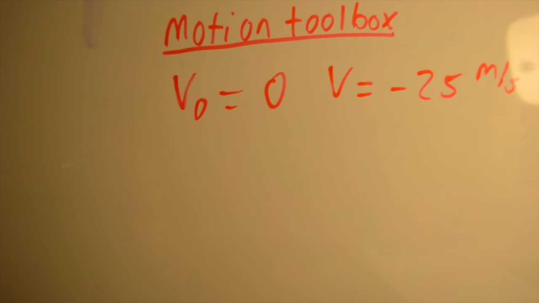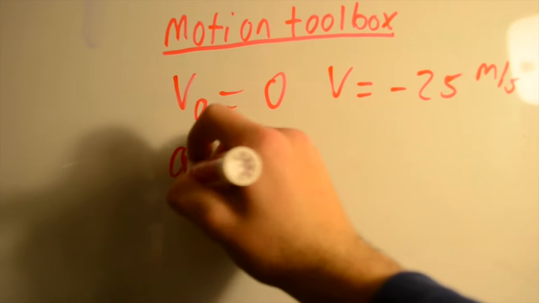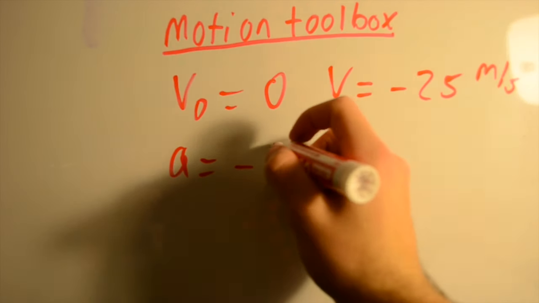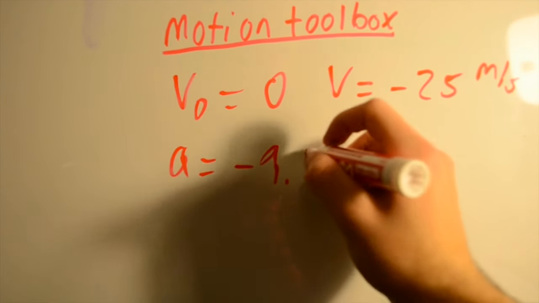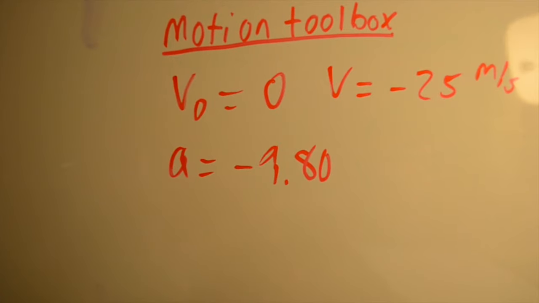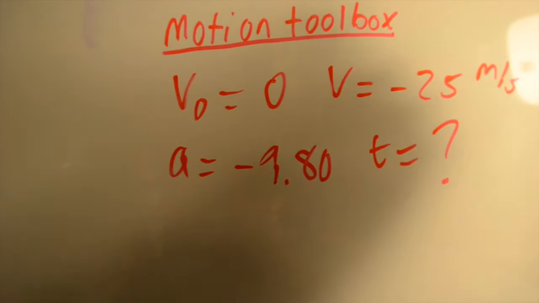Okay, then we have something that isn't written in this problem. We have the acceleration due to gravity. We have gravity pulling her down. So that's going to be A, and it's going to be downward, so negative 9.80. And we're solving for t.